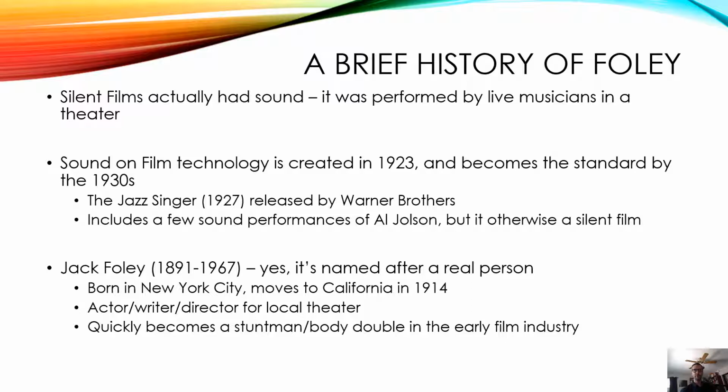But enter Jack Foley. Yes, he was a real person. He was born in New York City in 1891, and in 1914 moved to California. There, he did a lot of different work. He was very famous for being an actor, writer, and director for the local theater. But as this was kind of the dawn of the film industry and everyone was trying to get a piece of the action, he quickly found work in the film industry as a stuntman and body double. And from there, just started picking up more and more work for the studios and coming up with solutions for things that people were trying to do.